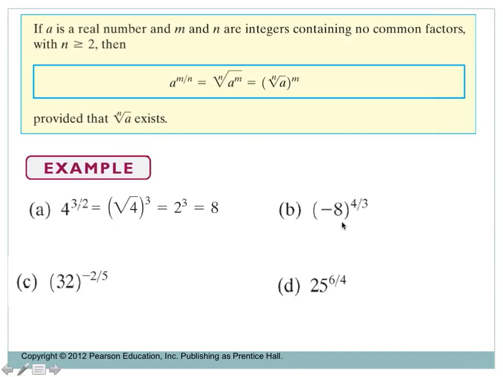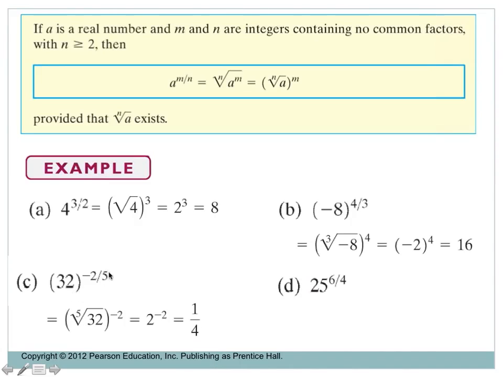This one here, negative 8 to the 4/3. The 3 becomes our root. So we have cube root of negative 8, and the 4 stays as an exponent. The cube root of negative 8 is just negative 2. Negative 2 to the 4th power is just a positive 16. Down here we have 32 to the negative 2/5 power.